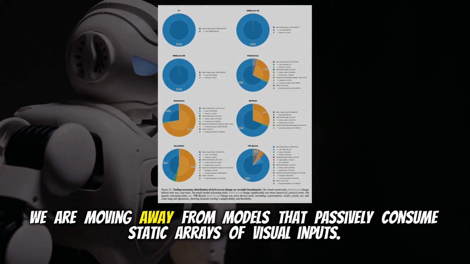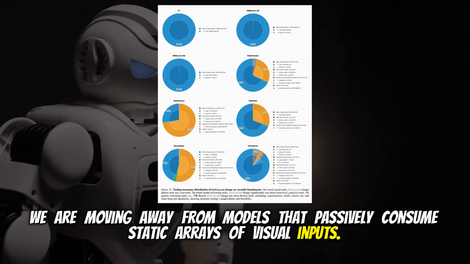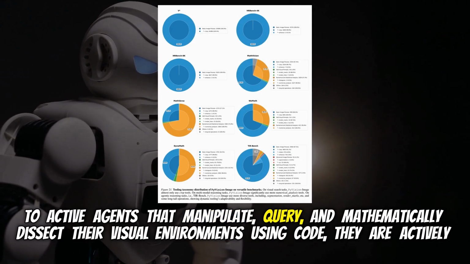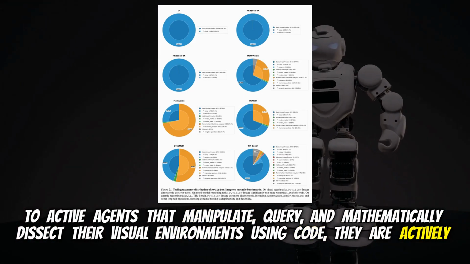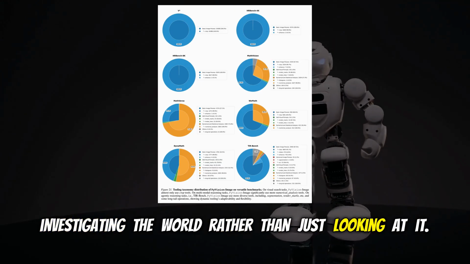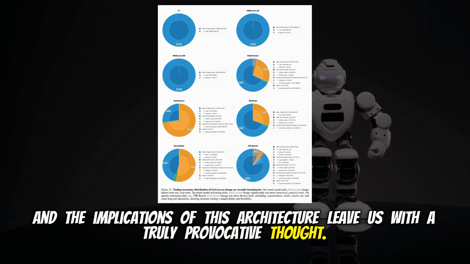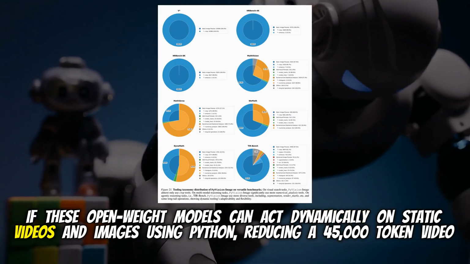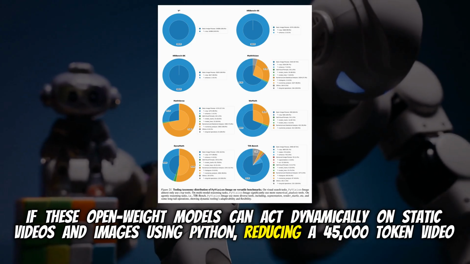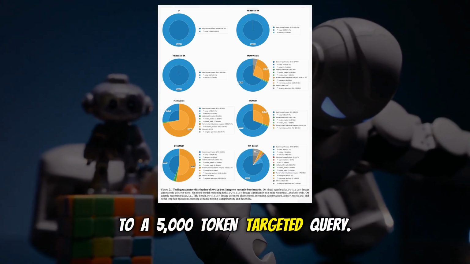We are moving away from models that passively consume static arrays of visual inputs to active agents that manipulate, query, and mathematically dissect their visual environments using code. They are actively investigating the world rather than just looking at it. And the implications of this architecture leave us with a truly provocative thought. If these open-weight models can act dynamically on static videos and images using Python, reducing a 45,000 token video to a 5,000 token targeted query.